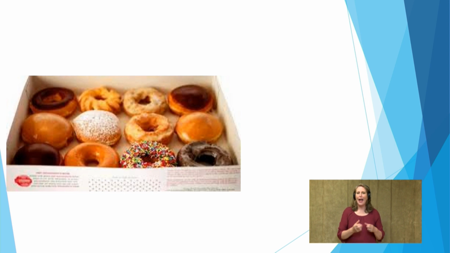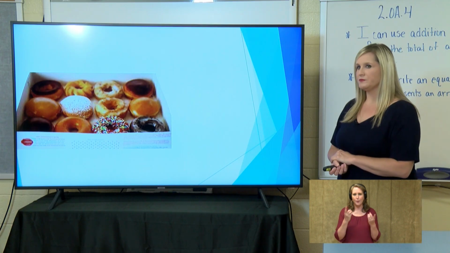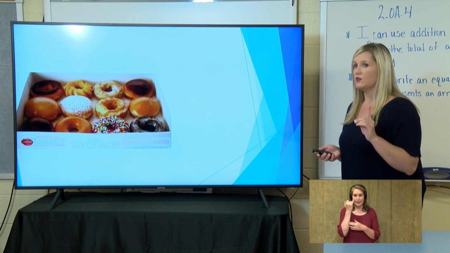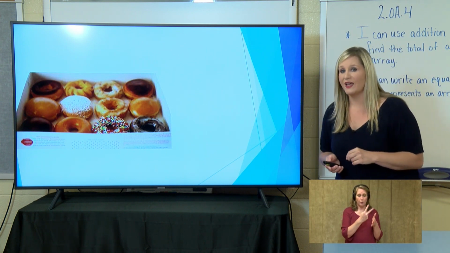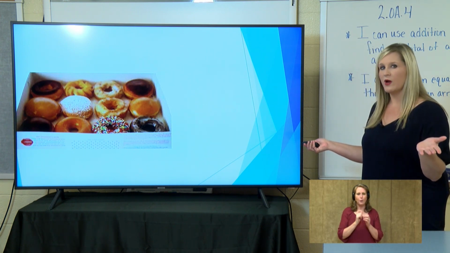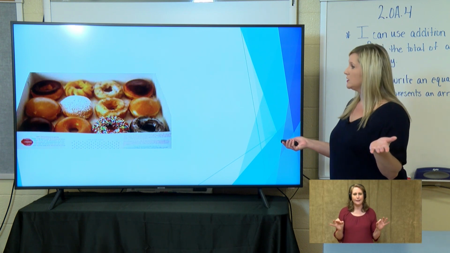Well, how many rows do you see? Let's think of that first. How many rows? Okay, and then how many do you see in each row? All right, good. So what do you think would be the addition sentence for this box of donuts? So if you said that you saw 3 rows and that there were 4 in each row, then you are exactly right. So what would we do? How would we write that as a repeated addition equation?